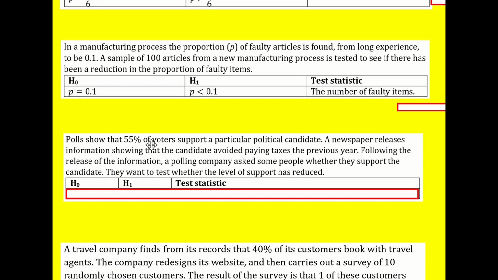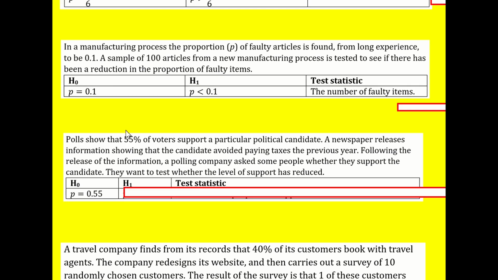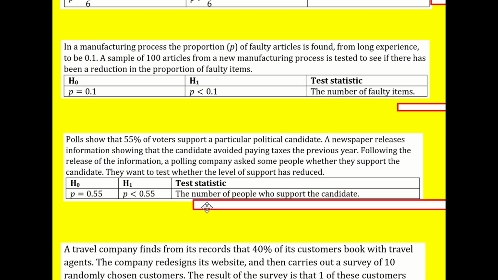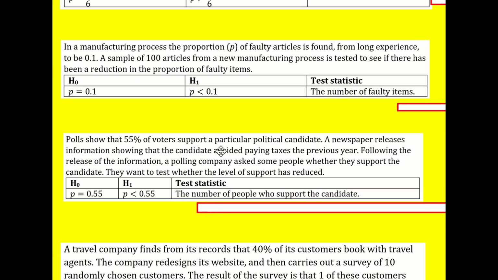And finally, we've got a poll: 55% of voters support a candidate, but then we've got some scandal happening. And following that, they want to know whether people still support the candidate or not. So H0 is going to be that P is 0.55, that we still have this 0.55, but we're going to be interested in whether now fewer people support the candidate. That's not actually quite as clear in this information, but you can kind of see where it's coming from in the question. Yeah, it's going to be less than. So H1 is P is less than 0.55. And then what can we actually measure? The number of people who support the candidate.